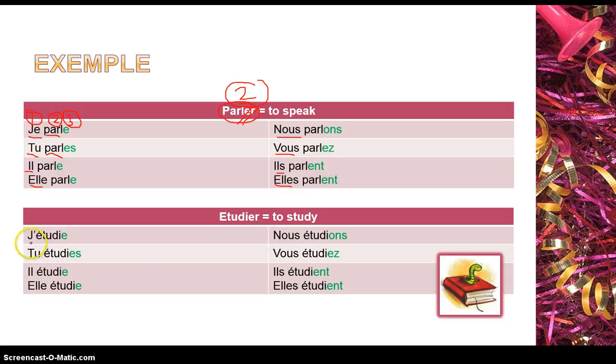The only thing is, with the je form, we had to use j apostrophe. Why? Can anybody think of the right answer? Well, if you said that there's that vowel there, you're absolutely correct. So we had to take that E off and put an apostrophe so that it wouldn't collide with this one. Okay? J'étudie, tu étudies, il, elle étudie, nous étudions, vous étudiez, ils étudient, elles étudient.